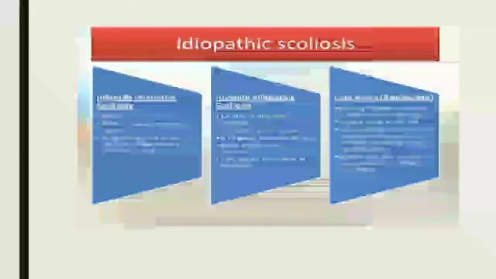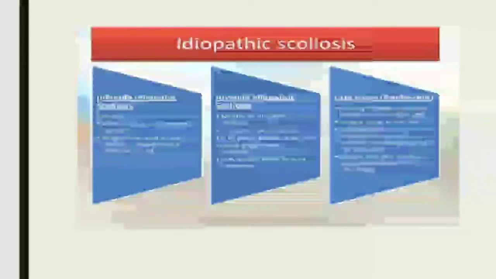Juvenile idiopathic scoliosis: 12 to 21% of idiopathic scoliosis. At 3 to 6 years, male equals female; at 6 to 10 years, the female to male ratio is 10 to 1. Curve progression is common, and 70% require some form of treatment.